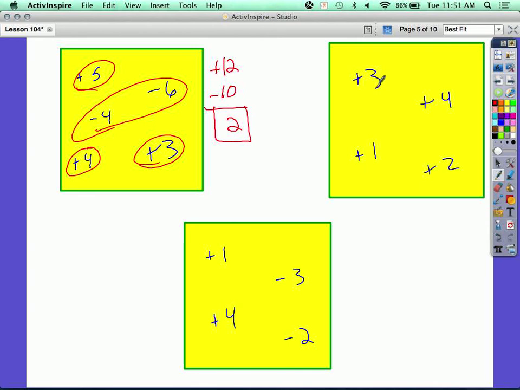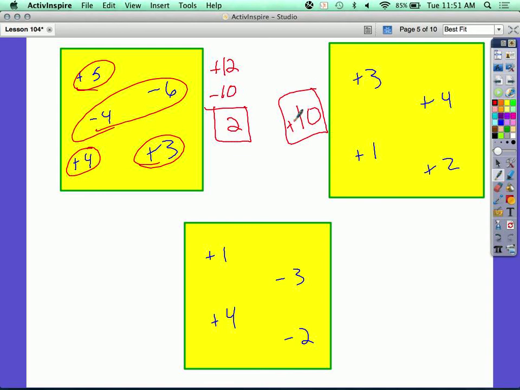Box on the right. They're all positive. All I need to do is add them up. There's no negatives. You don't have to worry about negatives. So 3 plus 4 is 7, plus 1 is 8, plus 2 is 10. In that box, I have 10. Or if I want to, I could write plus 10. Remember, we don't really need a plus sign because we know if the number doesn't have a negative sign, it means it's positive.